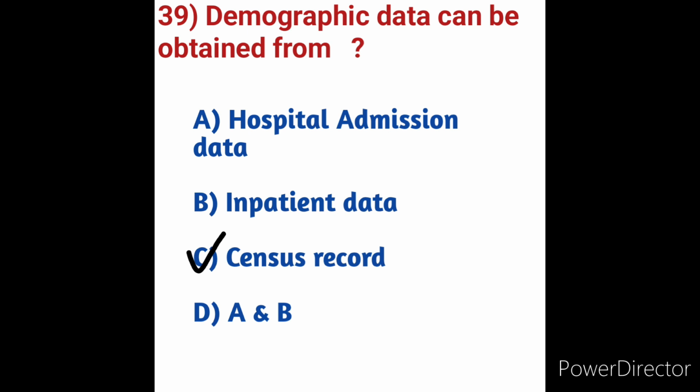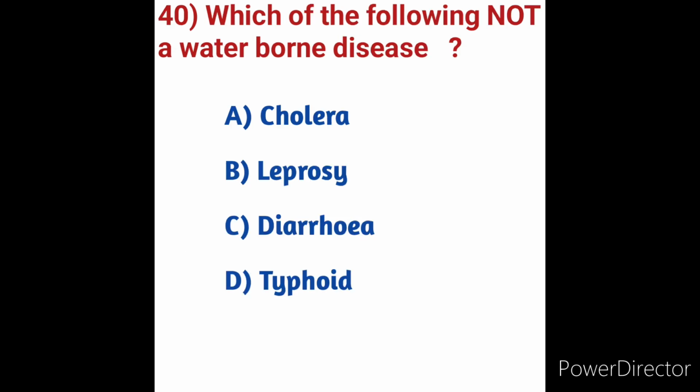Next we will move on to question number 40. Which of the following is not a waterborne disease? We will see the options first. Option A, cholera. Option B, leprosy. Option C, diarrhea. Option D, typhoid.